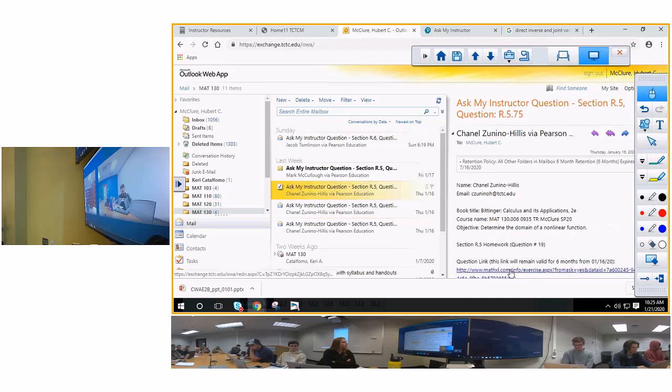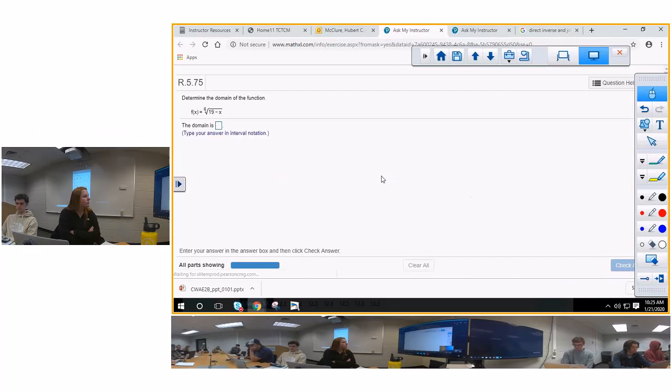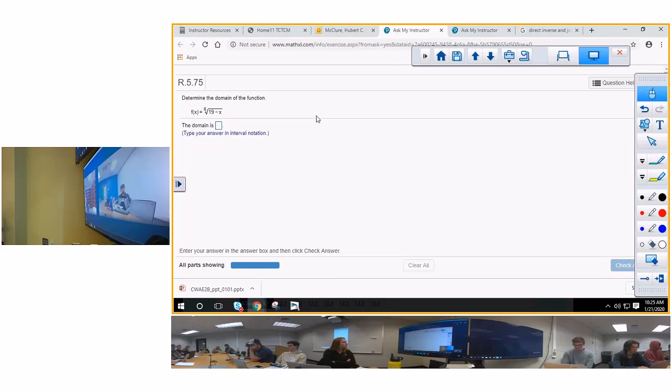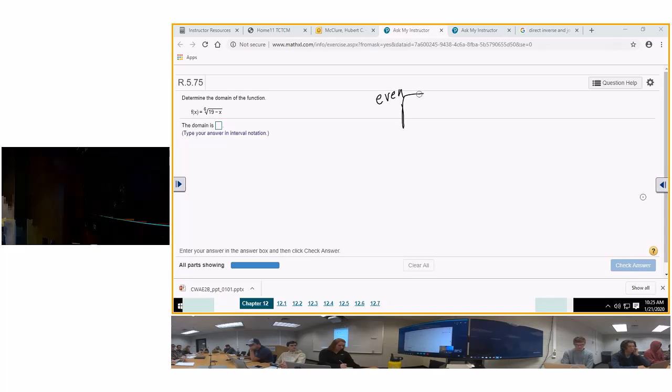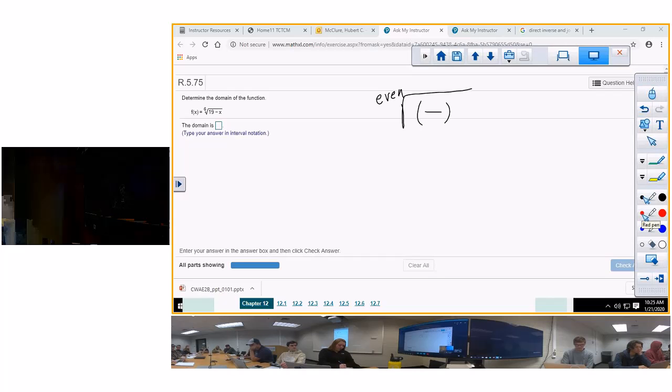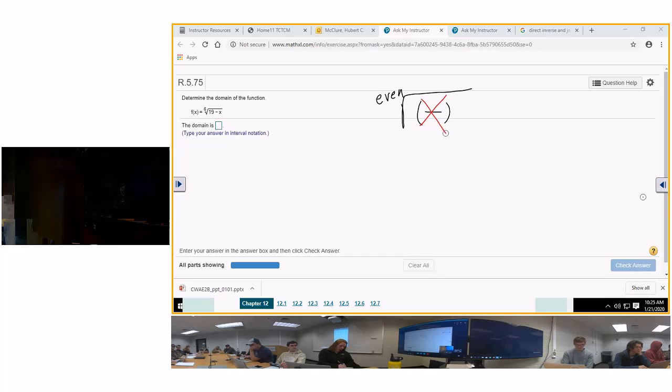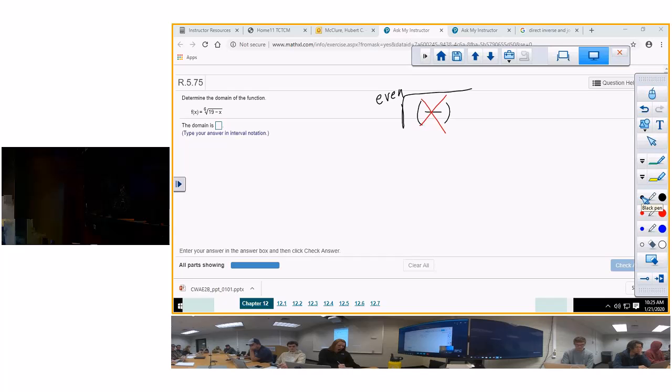Okay, this is number 19. All right, determine the domain of the function. First of all, determine the index. What is the index of this function? Okay, 6. So is it even or odd? It's even. Even index root means that you can't have what in it? Can't have a negative, right? So therefore, set the radicand equal to 0.